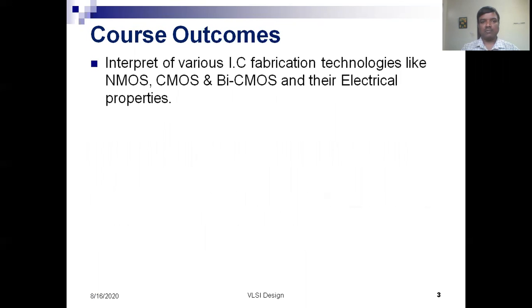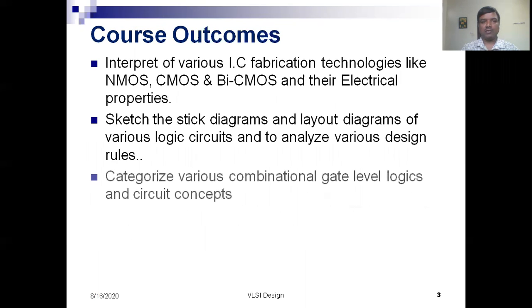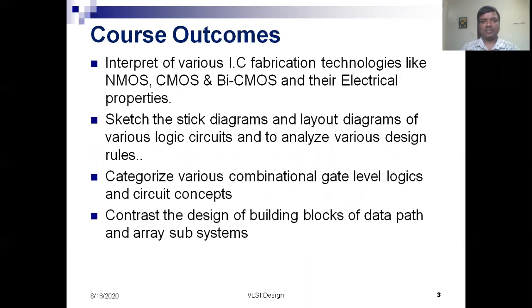Okay, next, what are the course outcomes? These are the course outcomes we are going to learn. Students will be able to learn after all the 5 units. After reading all these 5 units, these are the course outcomes students will be able to achieve.